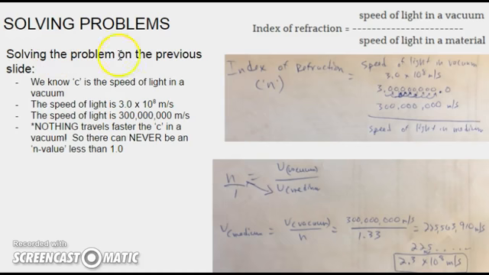As we begin solving the problem from the previous slide, we know that c is the speed of light in a vacuum. That's going to be our 300 million. So we're going to solve this as the speed in the medium equals the speed of light in a vacuum divided by n. The speed of light in a vacuum here is 300 million, that's 3.0 times 10 to the 8, 300 million meters per second. Nothing travels faster, so there can never be an n value less than 1.